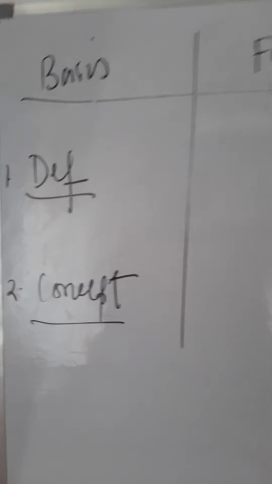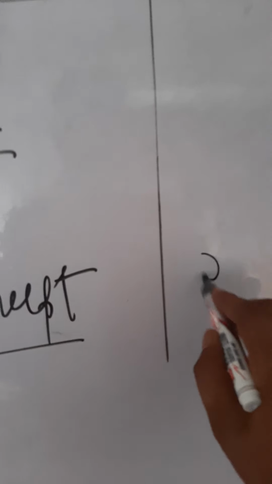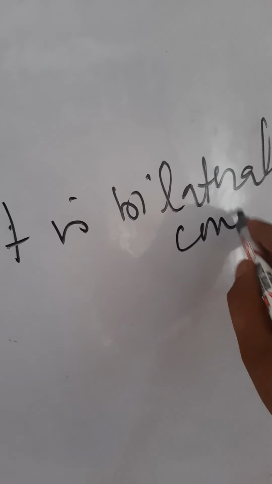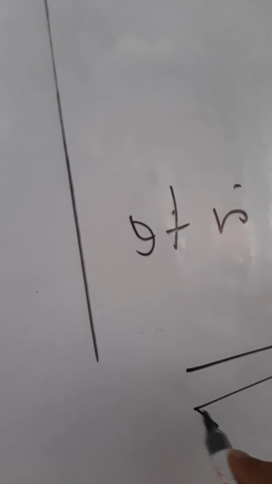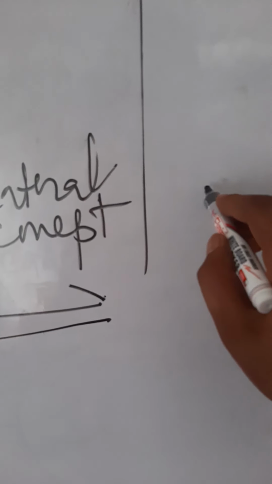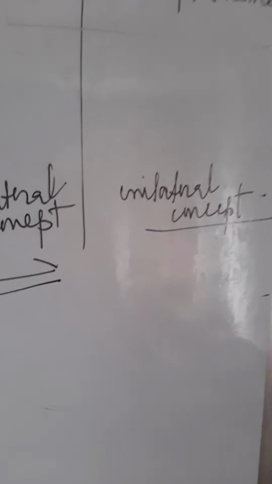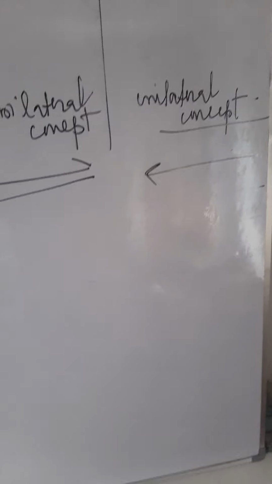On the basis of concept, we are going to differentiate the two. Factor income is a bilateral concept. Why is it a bilateral concept? Because you do your work, you are being paid. Bilateral means two-sided. You are going to do the work, you will be paid. Transfer income is a unilateral concept. Why unilateral concept? Because you are not doing any kind of work, still you are being paid. It's known as transfer income.